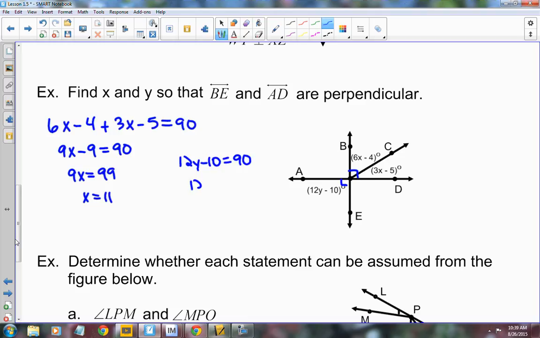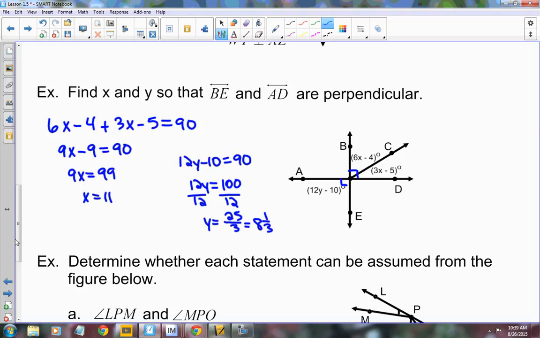Add 10 to both sides. 12y equals 100. Divide both sides by 12. And if I reduce that, I can reduce it by 4, which is 25 thirds. That's 8 1/3. So x is going to have to be 11, and y is going to have to be 8 1/3. If that happens, I have perpendicular lines that form four right angles.